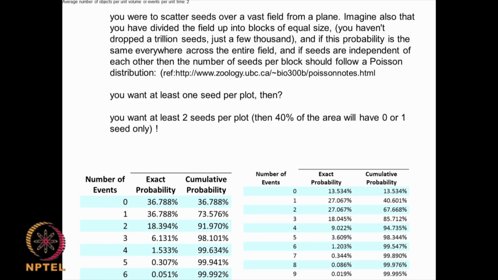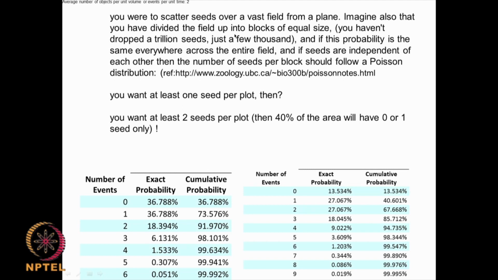Now, let us look at another interesting problem. This I took from a website. You scatter seeds over a large field from a plane. Imagine that you have divided the field into blocks of equal size. You have not dropped millions and trillions of seeds, but only a small amount of seed. The seeds are independent of each other; of course, one seed settling down is not going to affect the other seed's action. So, what is the probability that you get at least one seed per plot, or at least 2 seeds per plot?